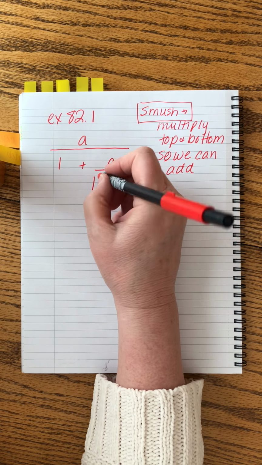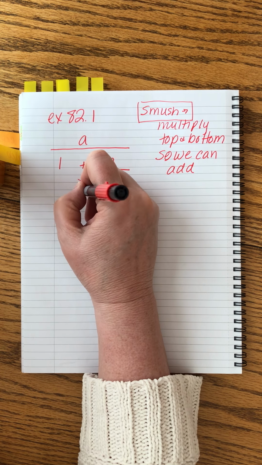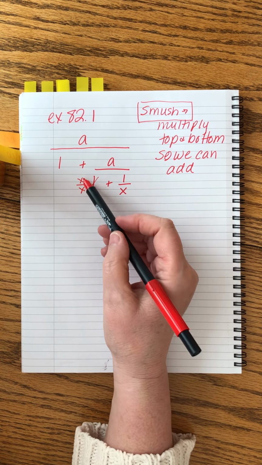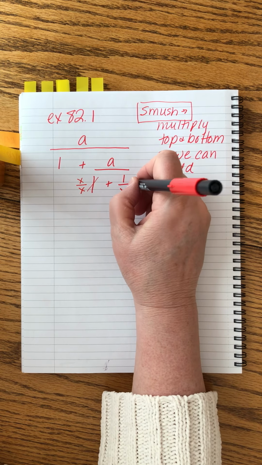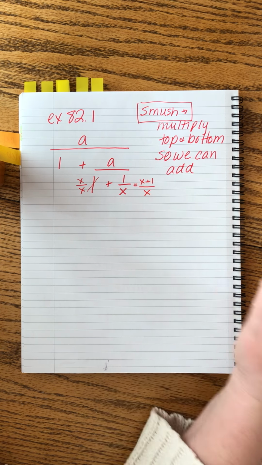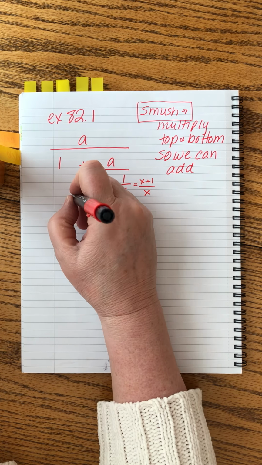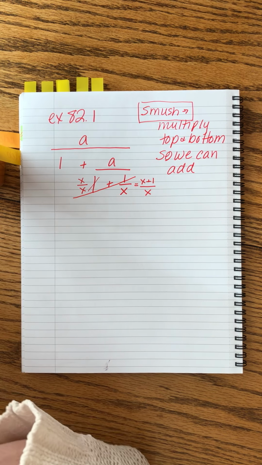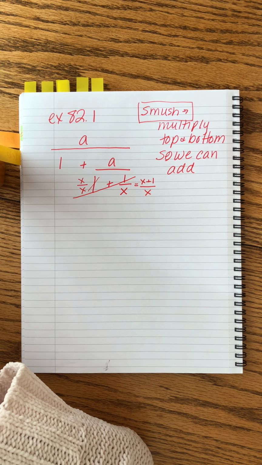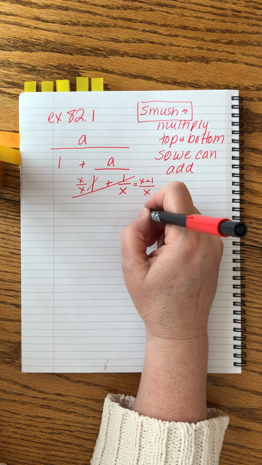This is just a 1, so it's easy enough. I can change this into x over x, right? That's equal to 1, and now it matches. So now I can add this, and I get x plus 1 over x. All right, I'm going to draw a line through this to show that I've already dealt with it. Okay? So this is what we've got in our deepest, darkest corner now.